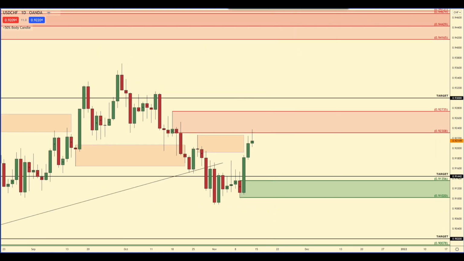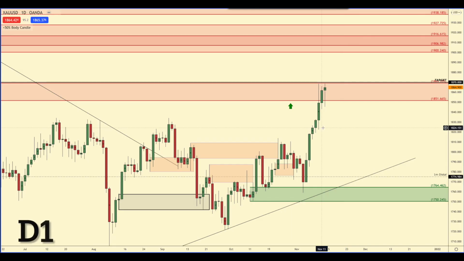For me, the evidence will be to break this supply zone like this, maybe get a nice pullback, then a move up, then we have the ability to draw that trend line and have a nice clean uptrend, and I'll continue to buy the USD Swiss.